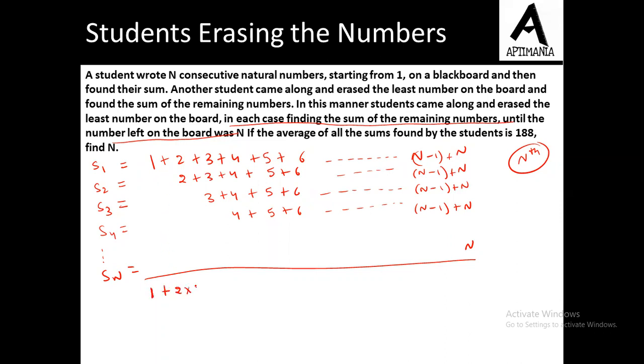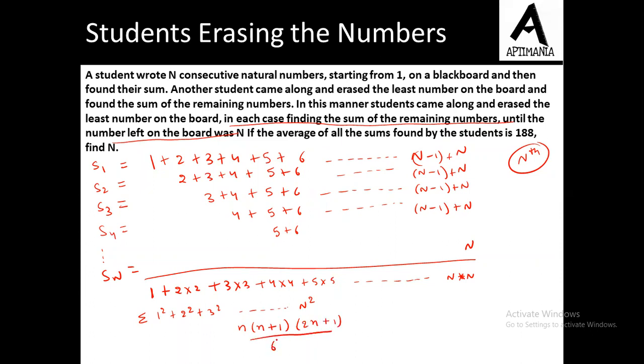So can I write it as 2 into 2? Then 3 is coming 3 times, which is 3 into 3. 4 is coming 4 times, 4 into 4. 5 will be coming 5 times, right? That is 5 into 5. And so on till n is coming n times. And this is nothing but 1 square plus 2 square plus 3 square and so on till n square. Fine. And we know that the formula for the summation of n square is n into n plus 1 into 2n plus 1 by 6. Now this is the sum.